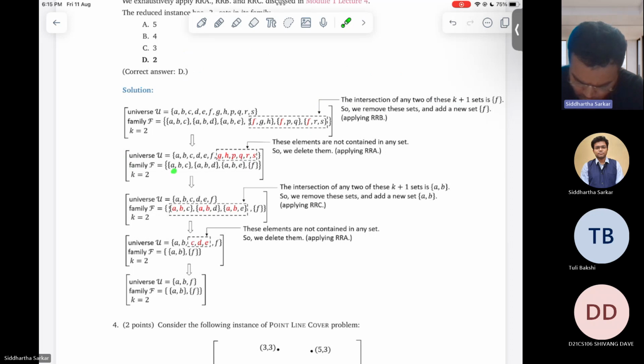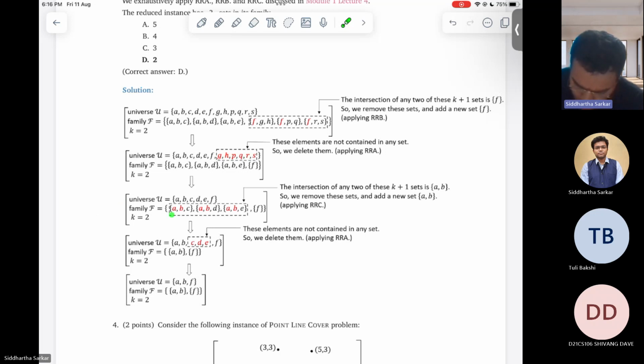Here you can see that the elements G, H, P, Q, R, S are not present in the sets. Therefore, there is no point keeping these elements in the universe, because they cannot be part of the hitting set, as they are not hitting any sets at all. So we delete them. That is reduction rule A. After deleting these useless elements from the universe, we're left with this instance.